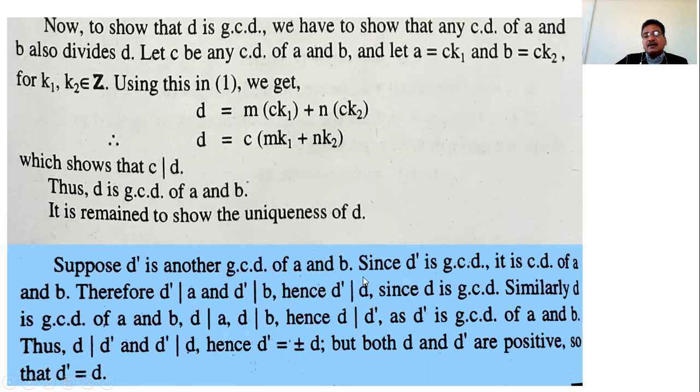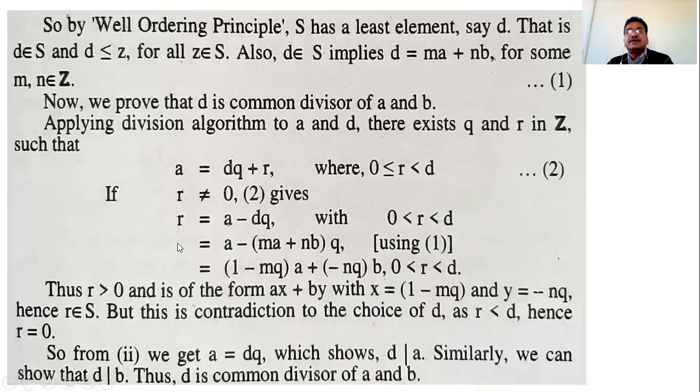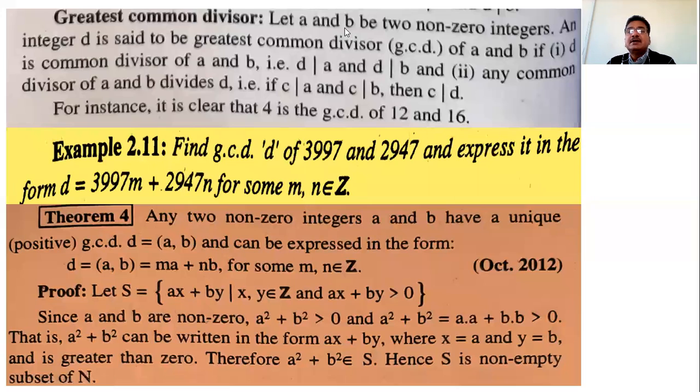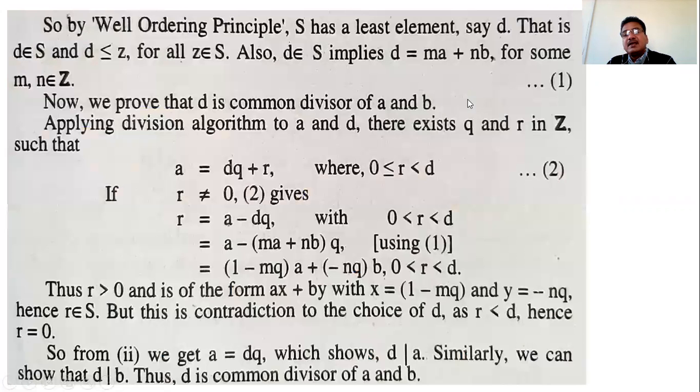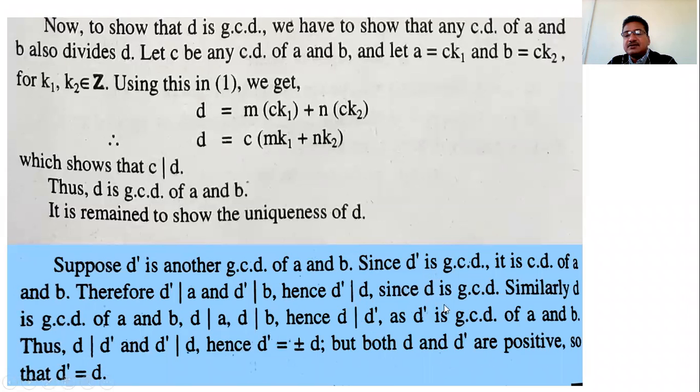But D is the greatest common divisor, and that's why we use the second condition of the greatest common divisor. What is the second condition? It is that if there is another common divisor of A and B, suppose C divides A and C divides B, then C divides D. Since D is a greatest common divisor, and D dash divides A and D dash divides B, suppose this D dash is C. That is, if C divides A and C divides B, then C divides D by the second condition of the greatest common divisor. And therefore D dash divides D, since D dash divides A and D dash divides B.